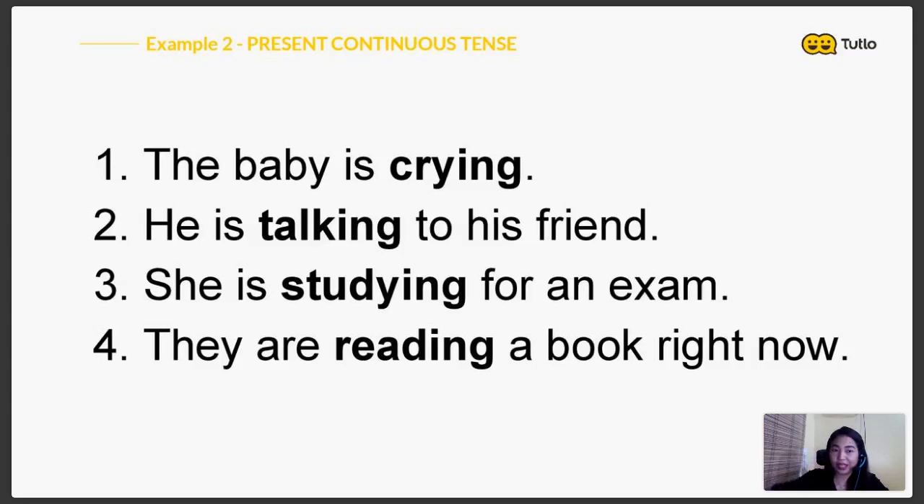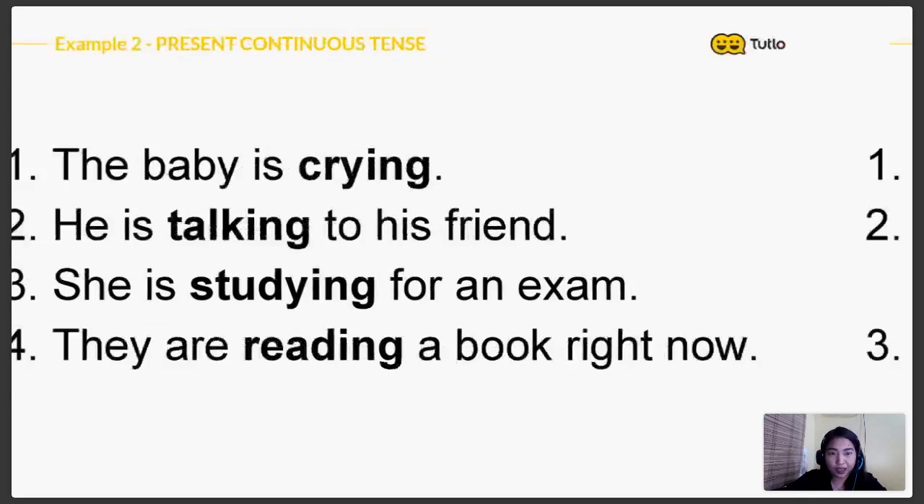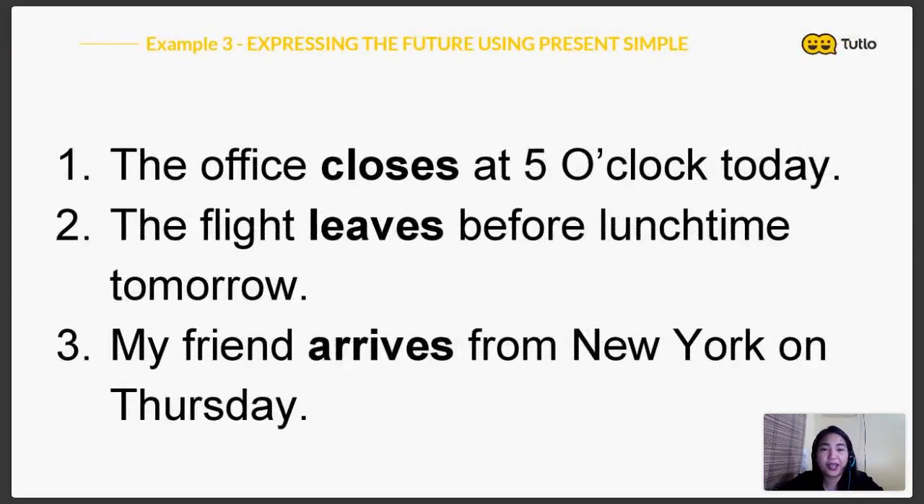Okay, so I'll show you some examples right over here. Okay, number one, the office closes at 5 o'clock today. That's one. Number two, the flight leaves before lunchtime tomorrow. Number three, my friend arrives from New York on Thursday. Okay, so these are the three sentences to express the future using present simple.